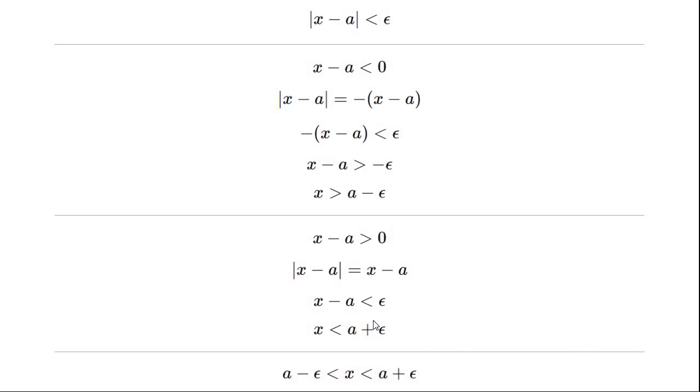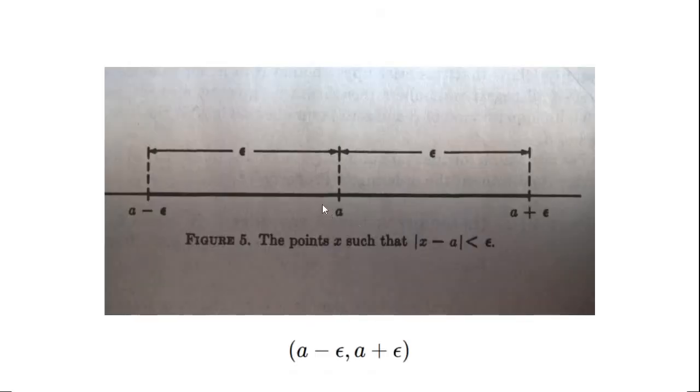And so putting those two inequalities together, we can see that a minus epsilon is less than x, which is in turn less than a plus epsilon. And we can see a picture of that here. Here's our point a, and a distance of epsilon to the left, we have a minus epsilon, and a distance of epsilon to the right, we have a plus epsilon. And if x satisfies this inequality, then x is somewhere within this interval. So here's the interval, a minus epsilon, comma, a plus epsilon. x is within this interval if it satisfies this inequality. That's what the inequality means.